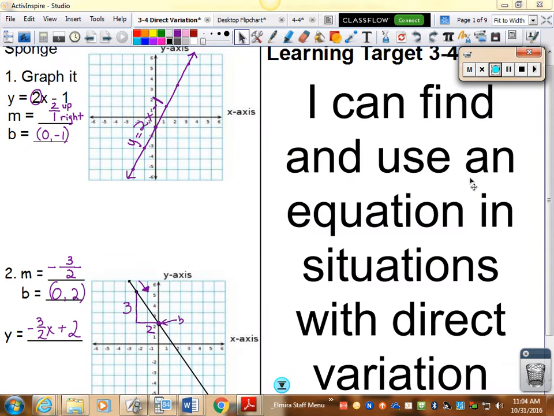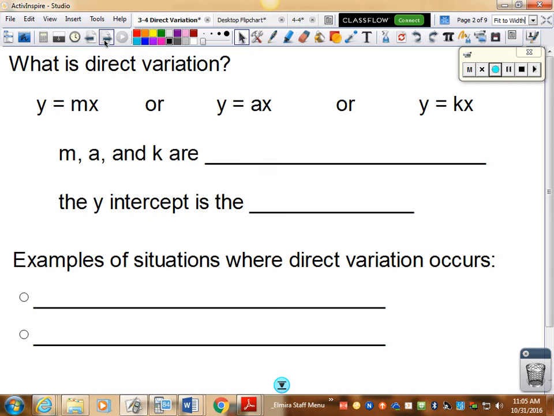All right, our learning target for today is to be able to find and use an equation in situations with direct variation. Direct variation is a very specific linear equation that looks like this. It could be written in any of these 3 forms. Actually, these are all the same form.